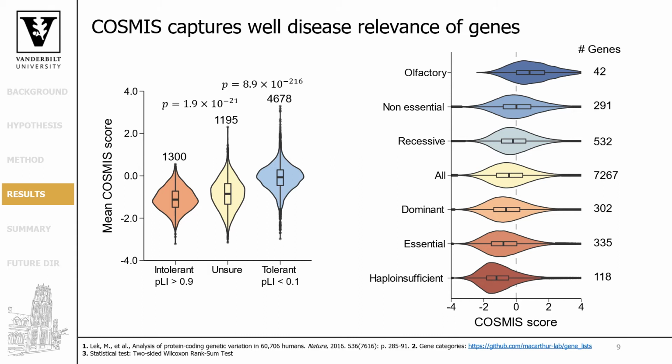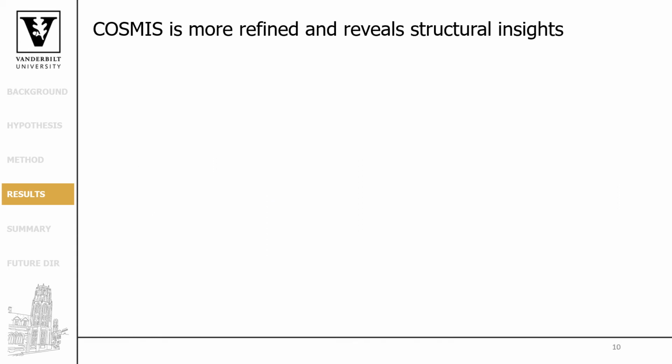We found that as genes become more essential, on average, their residues have more constrained COSMIS scores. Overall, our analysis indicates that COSMIS score captures well the disease relevance of genes. One of the strengths of COSMIS is that it quantifies constraint at residue level in 3D structural contexts. As a result, it should provide constraint at a more refined scale than metrics that work at gene or transcript level, and it should also reveal structural insights.